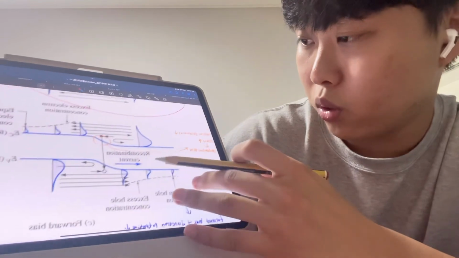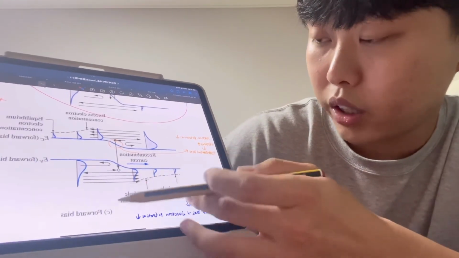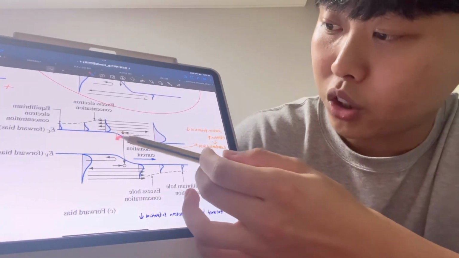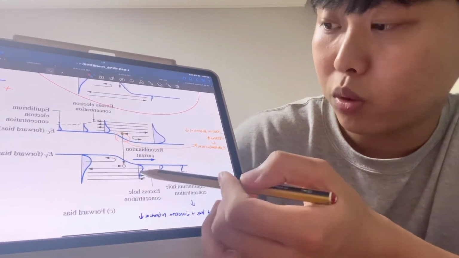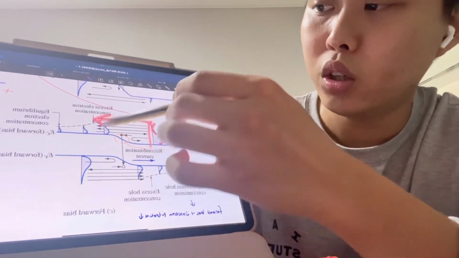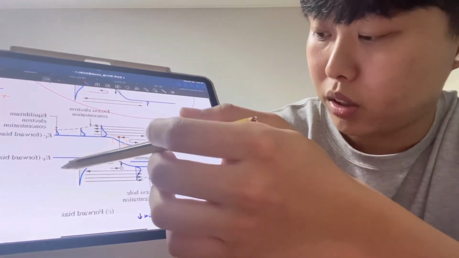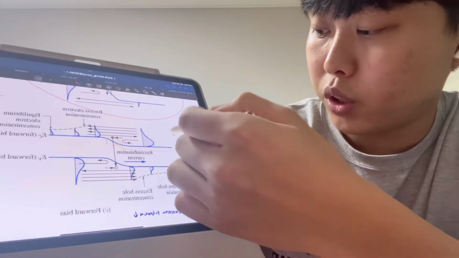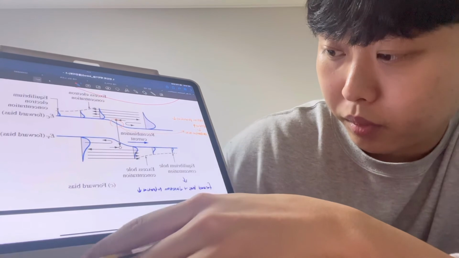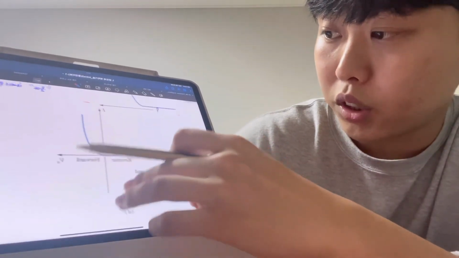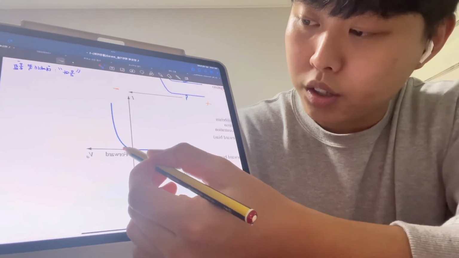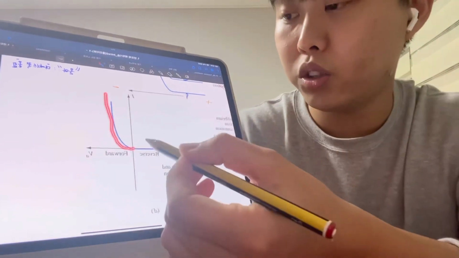Now let's have a look at the diagram when you give a forward bias. As you can see, the junction potential got lower, which means a lot of electrons can pass over to the p-type conduction band. It increases exponentially, and as you can see, for the forward bias, you get electrons in an exponential function.